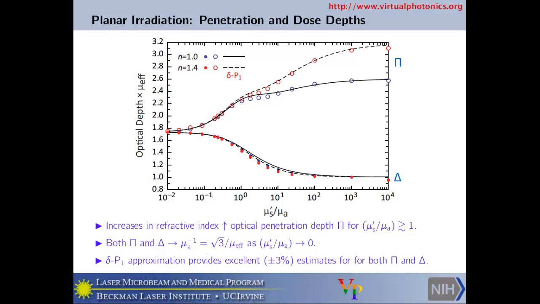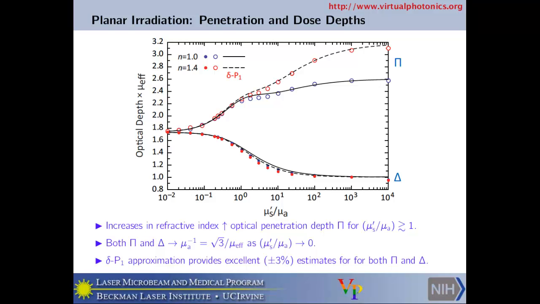So the delta P1 approximation does not have that constraint of mu-s or mu-s prime being much greater than mu-a? That's right, because it does two things. Number one, it separates the radiance into a collimated term and a diffuse term. And so actually, in the limit of mu-a getting large, the diffuse term goes to 0, and it retains the collimated term. Standard diffusion has no mechanism to handle collimated light.